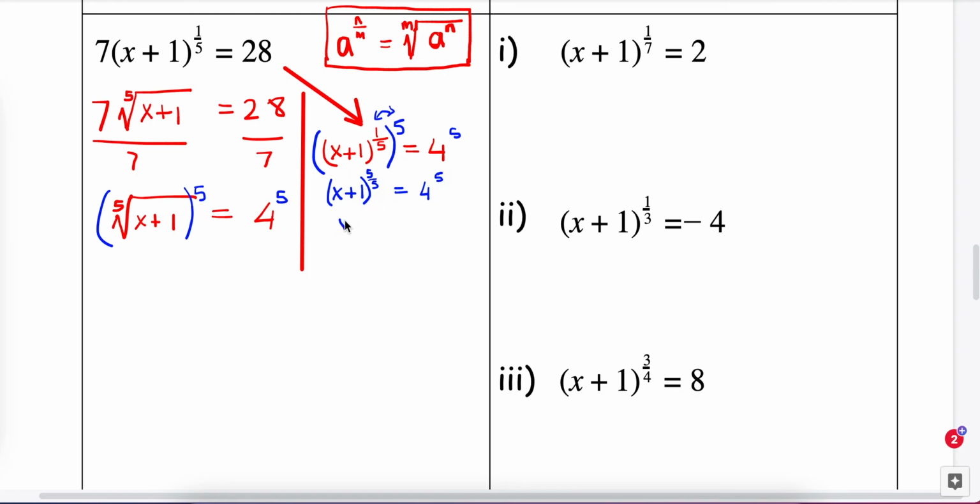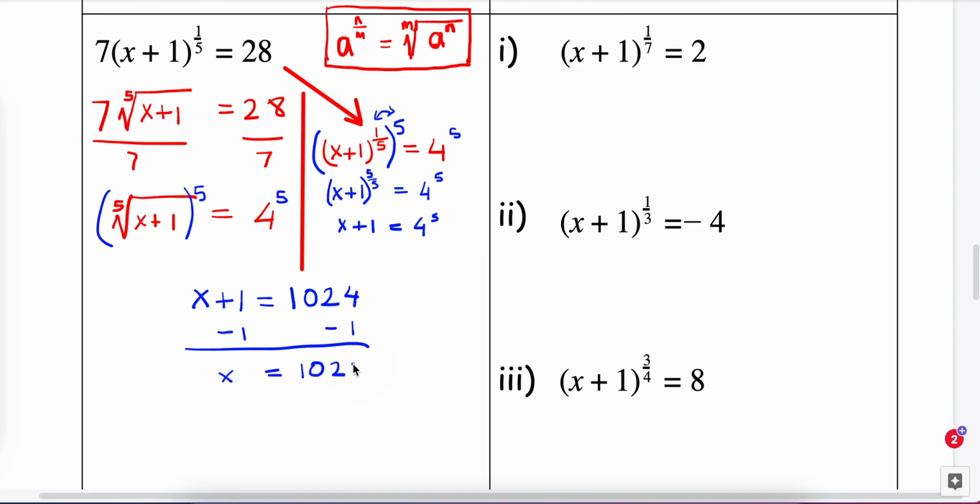So this solves as x plus 1 equals 4 to the fifth. This is the same thing that's happening on this side. The exponents cancel out, and we have x plus 1 equals 4 to the fifth power. Check that on a calculator if you like. It's 1024. There's a nice number, 1024. So we subtract 1 from both sides, and we get x equals 1023.